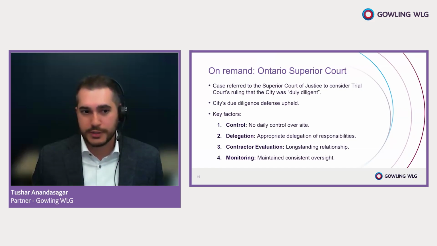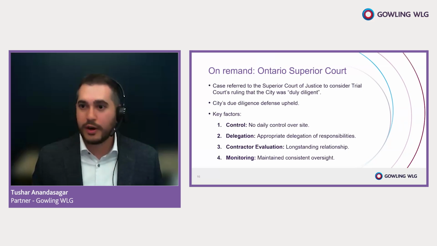Some other observations, the court noted that although the city didn't have day-to-day control, it was still required to anticipate foreseeable risks and implement safeguards accordingly. And it met this obligation by ensuring that the constructor had its own occupational health and safety policies. It did implement safety training and had incident response protocols in place. So those features were present. Had they not been present, we could have been looking at a substantially different outcome.